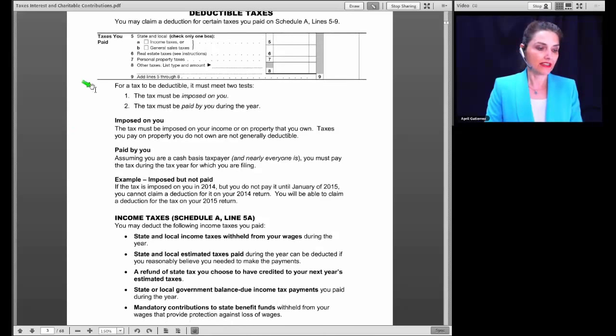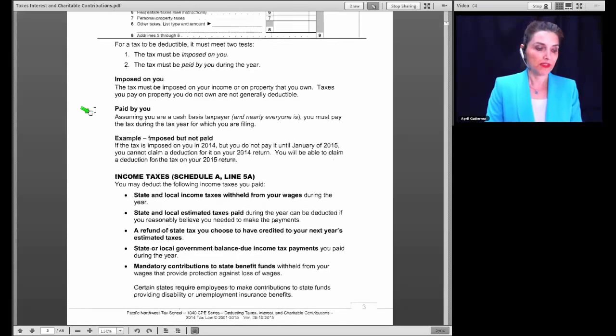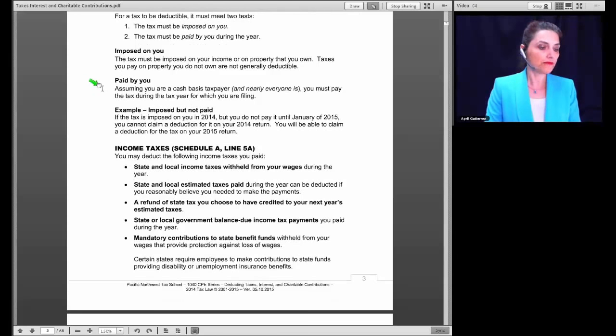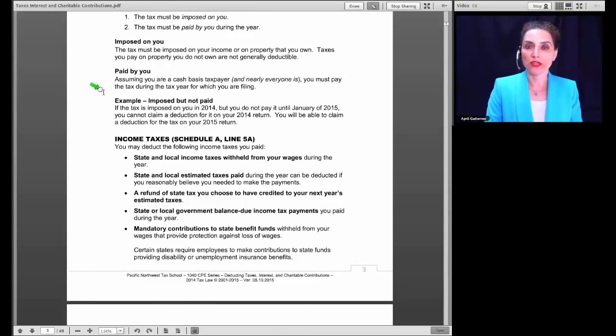Now, to enter a tax of any kind on Schedule A, it has to be deductible. And to be deductible, it must meet two tests. Firstly, the tax must have been imposed upon you or on property that is owned by you, and the tax must be paid by you during the year. So what does it mean to be imposed on you? Well, the tax must be imposed on your income or on property that you own. Taxes that you pay on property you do not own generally are not deductible. Paid by you: assuming you are a cash basis taxpayer, and nearly everybody is, you must pay the tax during the year for which you are filing.